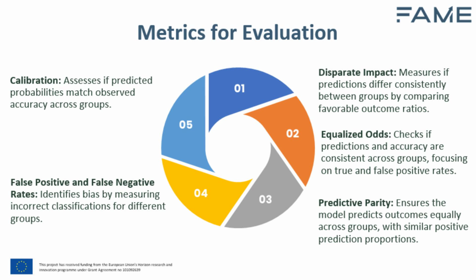Predictive parity. This metric examines whether the model predicts an outcome equally across different groups. It determines if the proportion of positive predictions is similar for different groups. False positive and false negative rates. These metrics measure the frequency of falsely classifying instances as positive or negative for different groups. It helps us understand if the model is biased towards false positives or false negatives for specific groups. Calibration. This metric evaluates if the model's predicted probabilities match its observed accuracy. It helps us determine if the model is well calibrated and providing accurate predictions across different groups.